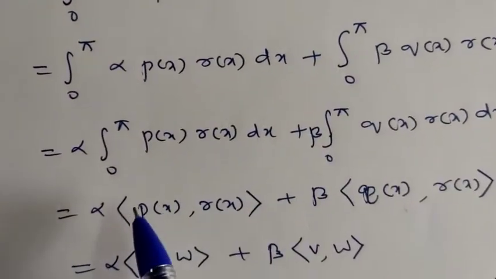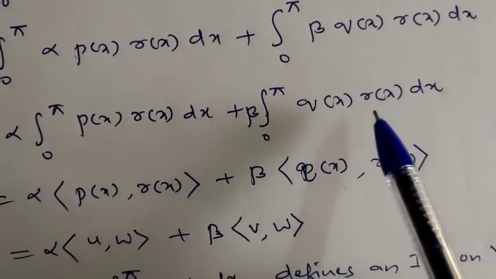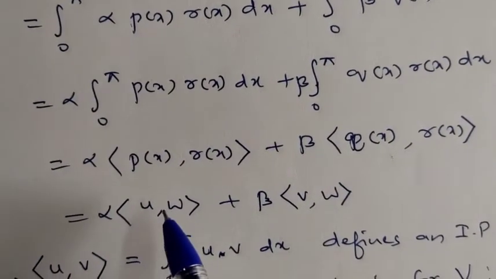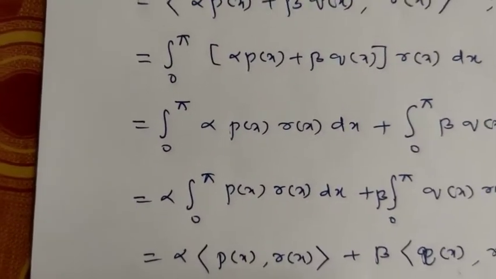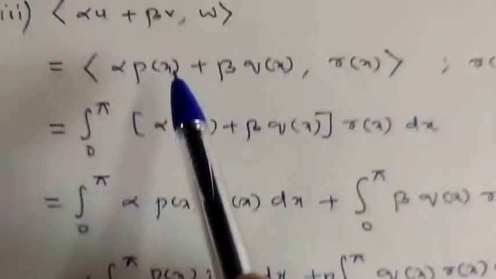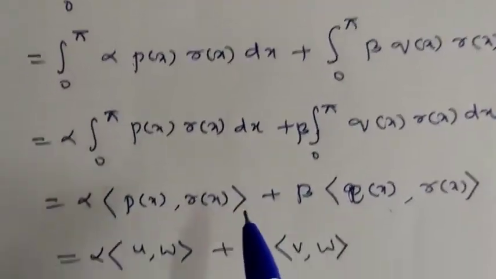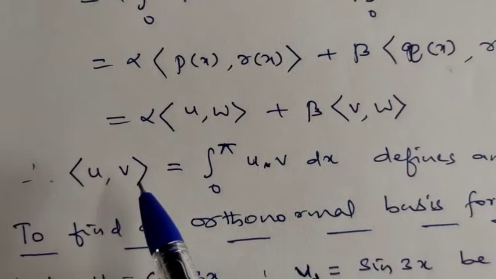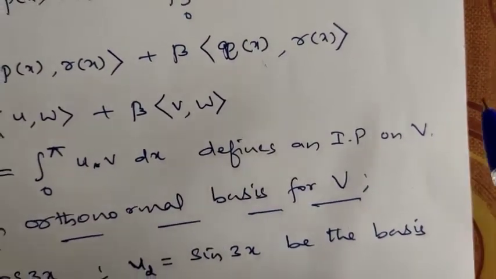So this is equal to alpha into, this is nothing but the inner product of p of x comma r of x, plus beta times the inner product of q of x comma r of x. Therefore, this is equal to alpha into (u comma w) plus beta into (v comma w). Therefore, the inner product of alpha u plus beta v comma w is alpha into (u comma w) plus beta into (v comma w). Therefore, the function defined like this defines an inner product on V.